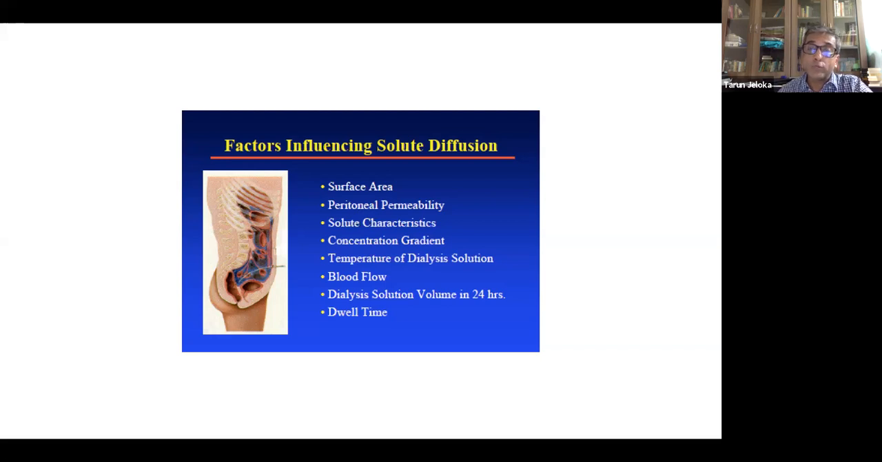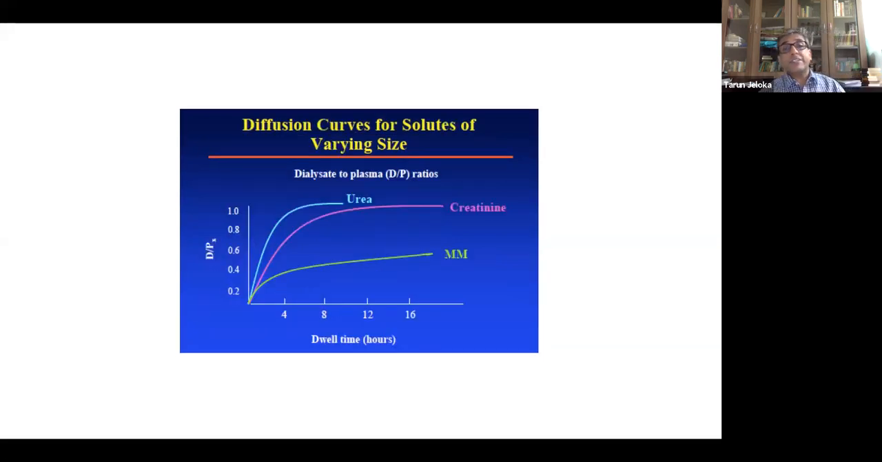Overall dialysate volume: one of the mechanisms I mentioned is to increase the volume and increase the number of exchanges. So if the volume goes from 6 liters a day to 8 liters, solute clearance will increase. Dwell time: for certain solutes, a higher dwell time will give higher clearance, and I'll show this in the next slide. If you see this slide, it shows clearance on the y-axis and dwell time on the x-axis.